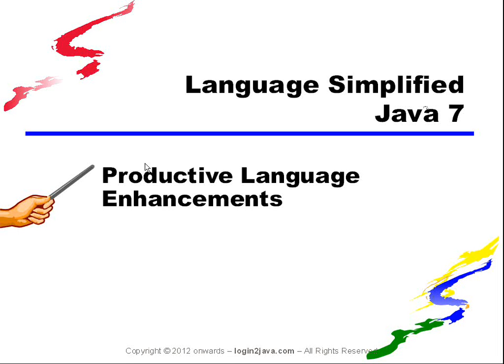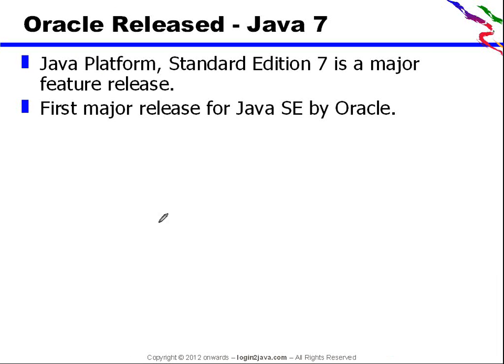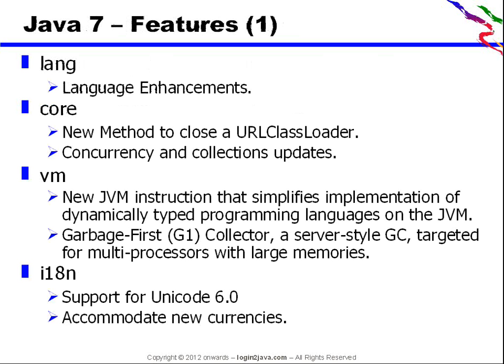Our today's session is basically on productive language enhancements in Java 7, and this is focused on Java developers. Now, this Java 7 release is basically the first major release by Oracle for Java SE. Although our session is focused on Java language enhancements for developers, let's have a quick look at most of the new features that have been introduced in Java 7.